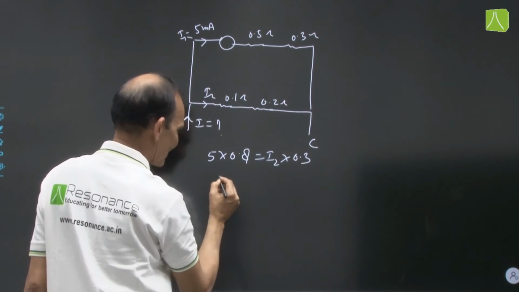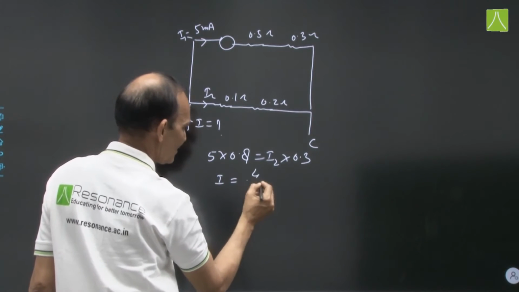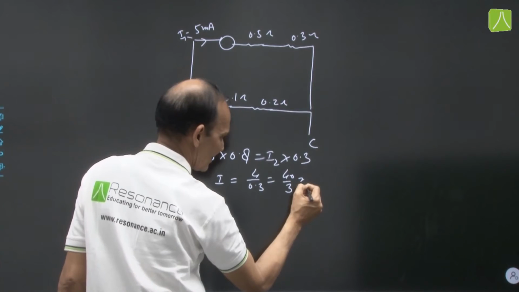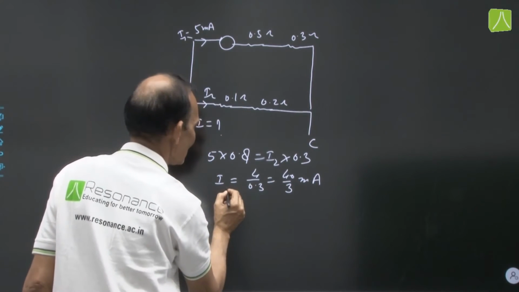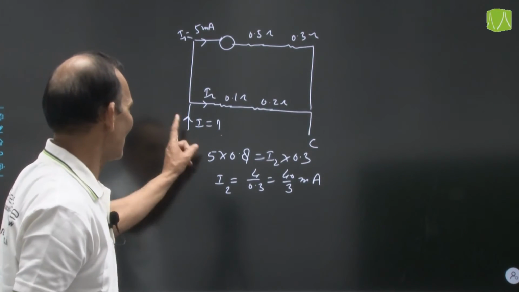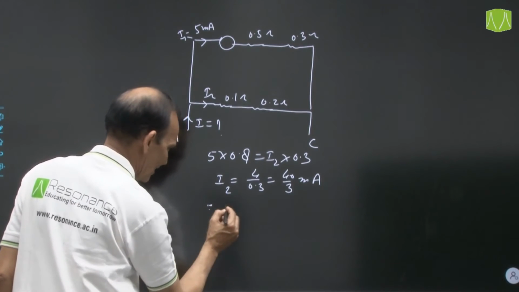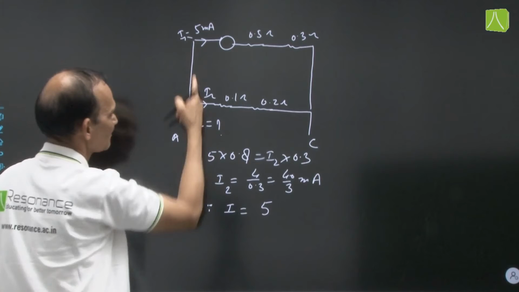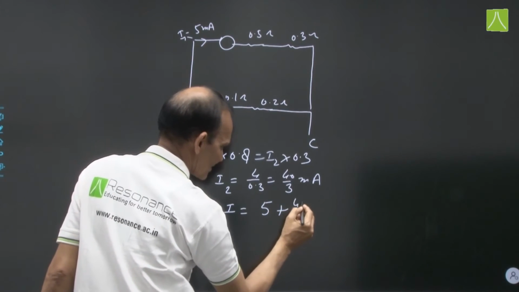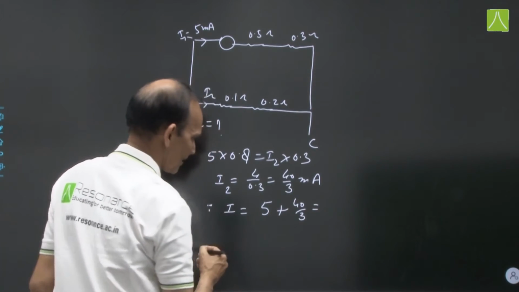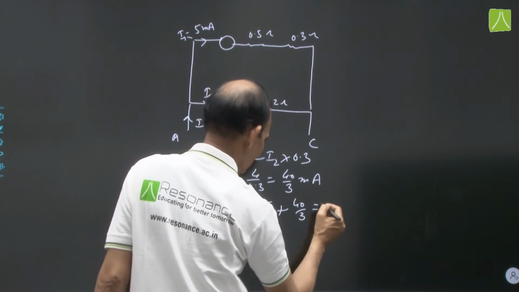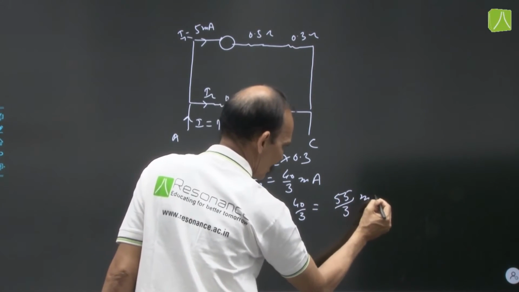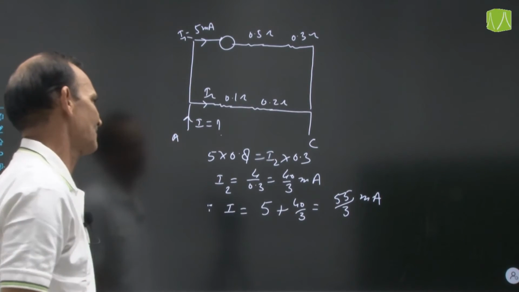So what is the value of I2? 4 by 0.3, that is 40 by 3 milliampere. It is I2. But we have to find the current I, because I is equal to I1 plus I2, 5 plus 40 by 3, that is 55 by 3 milliampere. That is the answer of the second part.